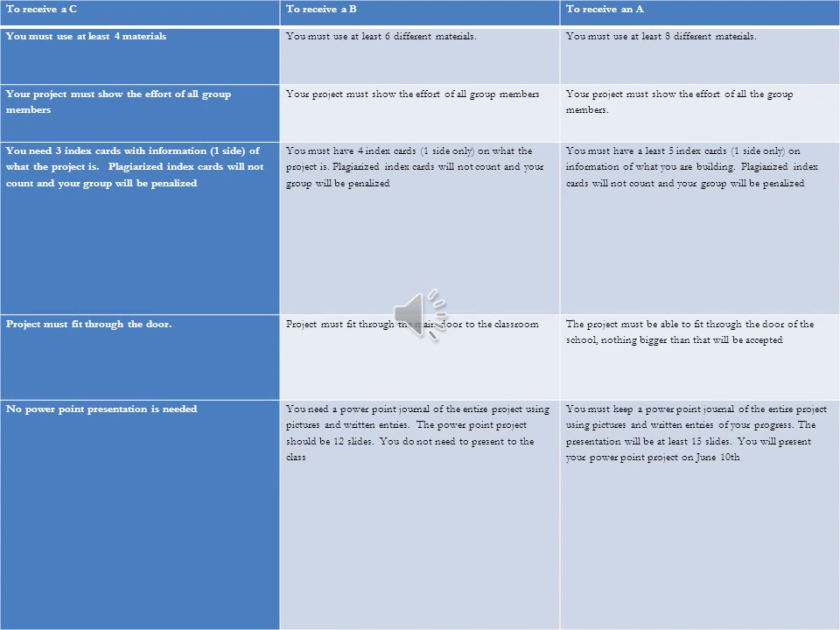Finally, the fifth category required students to reveal the process of the model through a PowerPoint presentation. Although no PowerPoint was required to receive a grade of C, a documented PowerPoint presentation was needed to receive a higher grade. To receive a B, the PowerPoint needed 12 slides, while 15 slides documenting the process would receive a letter grade of A.